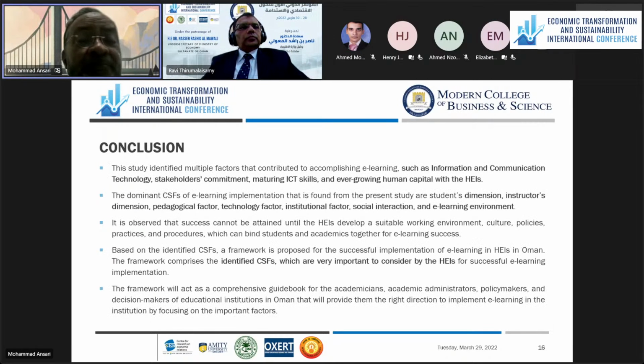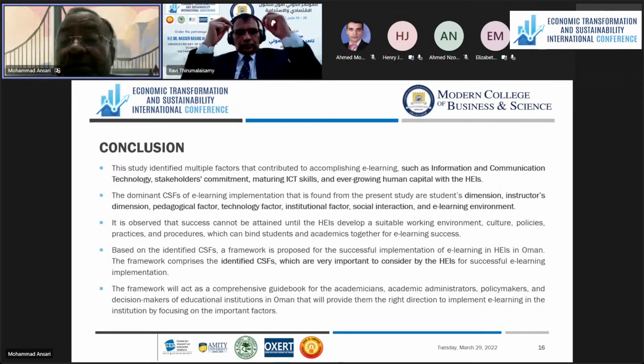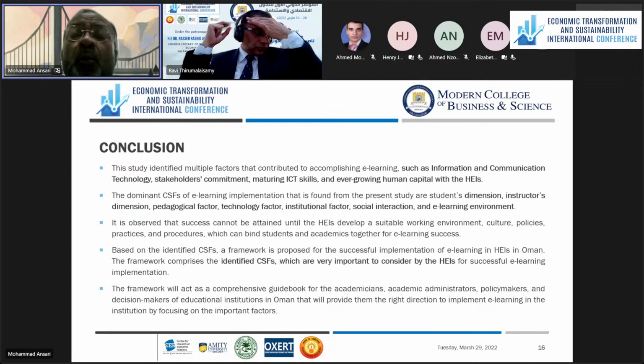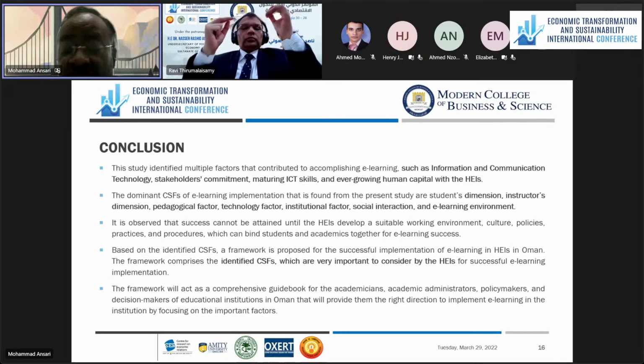Again, the information communication technology, stakeholder commitment, and maturing ICT skills are very important factors for the e-learning environment. So again, we say that the instructor dimension, pedagogy factor, technology, institutional factor, and social interaction are very important for the e-learning environment and so on.